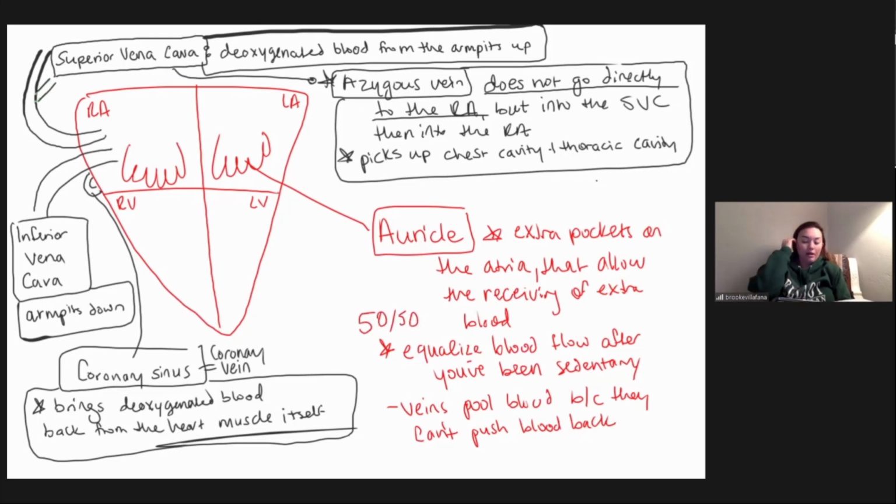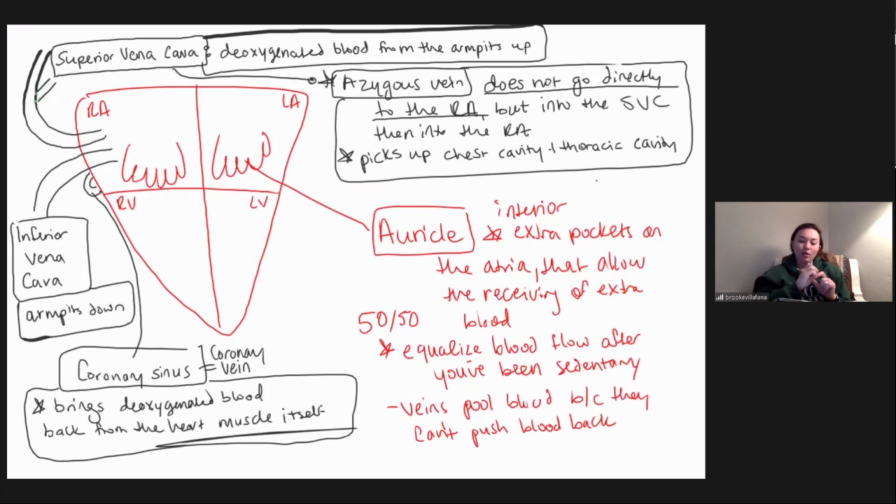balance. There's a long portion in your lecture about 60-40 and all of that. You don't need to know 60-40, just know 50-50. And the auricles are on the interior of the atria. On your model, it looks like they're on the exterior, but they are actually on the interior.